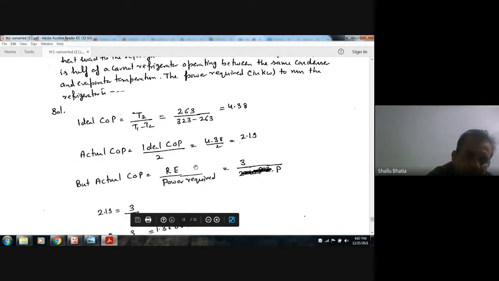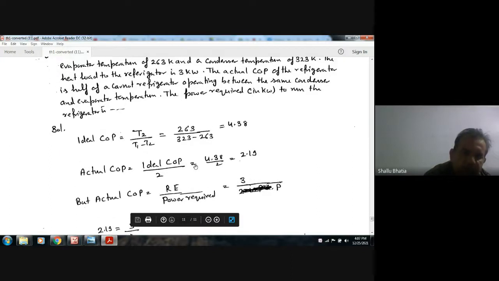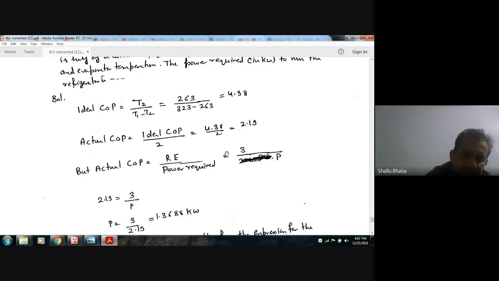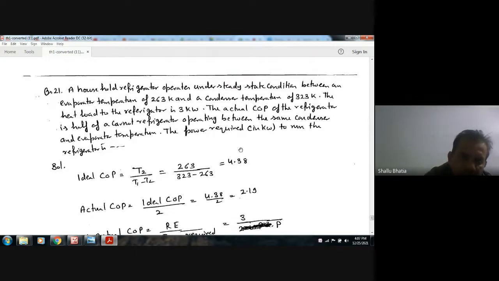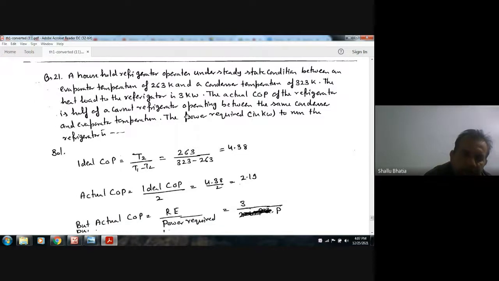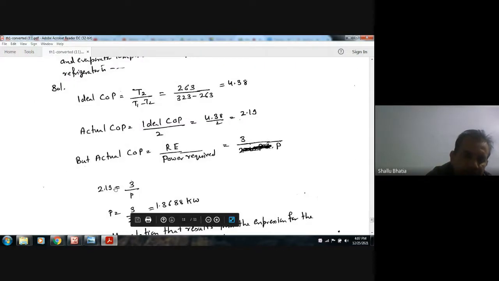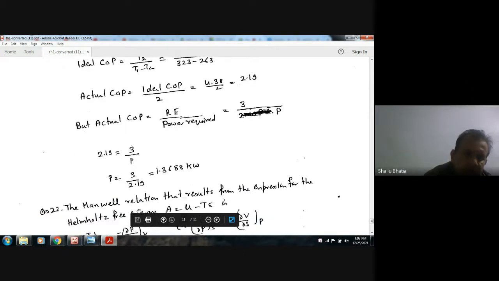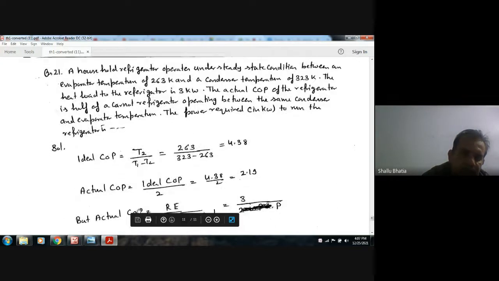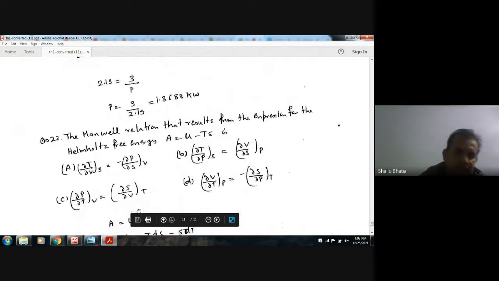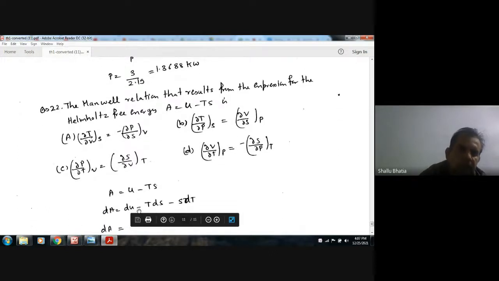Actual COP is nothing but refrigerating effect divided by power required. The refrigerating effect is 3 kilowatt, so 3 by P is equal to 2.19. So P is equal to 3 by 2.19, that is 1.3688 kilowatt. So the answer is 1.3688 kilowatt. Next, the Maxwell relation that results from the expression for Helmholtz free energy A is equal to U minus TS.